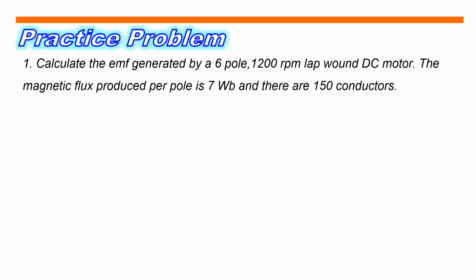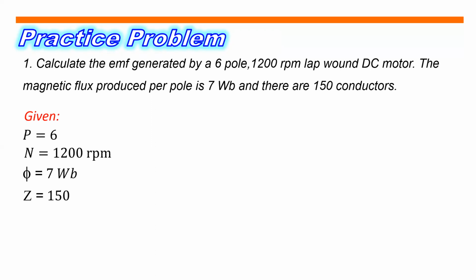Let's have practice problem number 1. Calculate the EMF generated by a 6-pole 1,200 RPM lap-wound DC motor. The magnetic flux produced per pole is 7 Weber, and there are 150 conductors. So, isulat muna natin lahat ng given. So, we have poles equal to 6. The rotation speed is equal to 1,200 RPM. The magnetic flux is equal to 7 Weber, and the number of conductors is equal to 150.